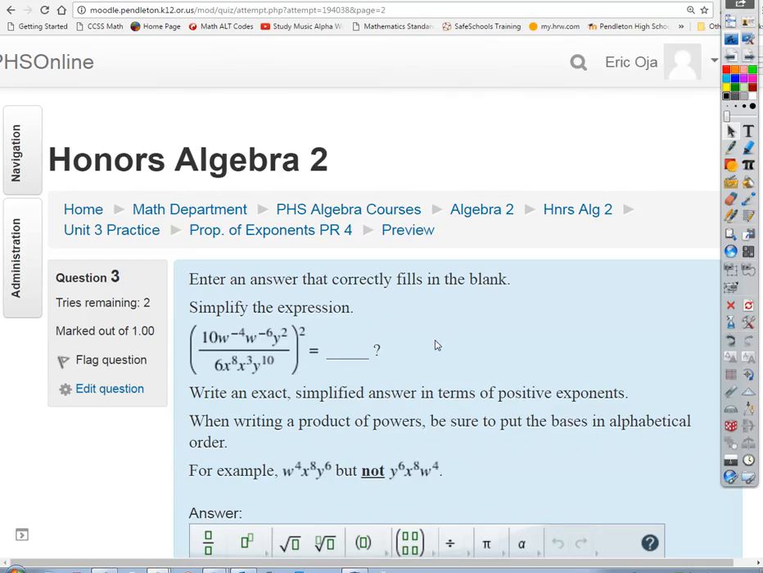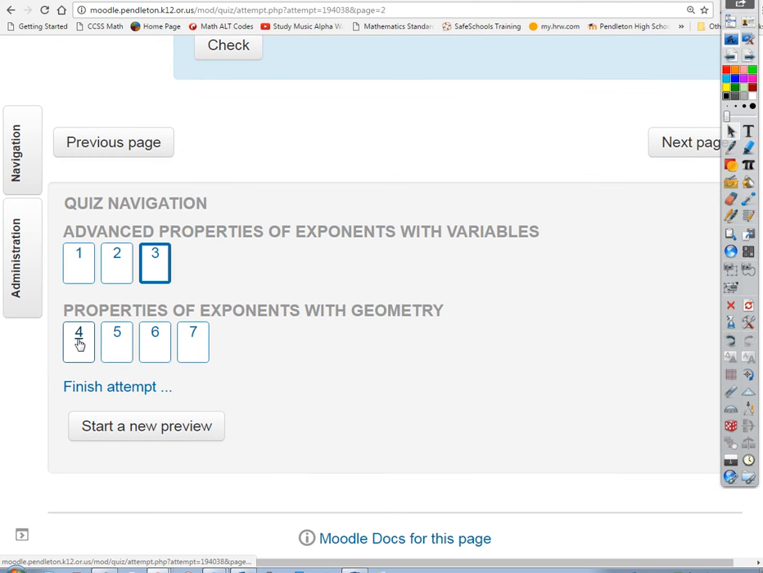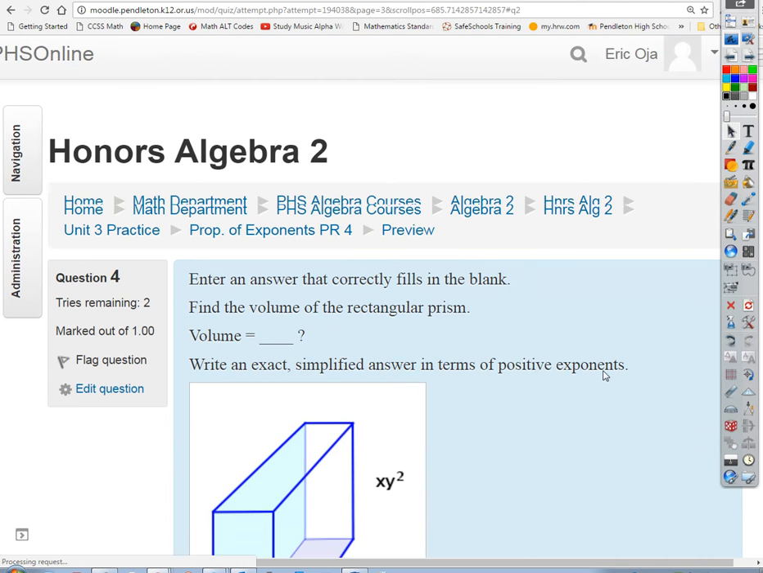Okay, on this one, what do we probably want to do before we distribute the exponent? Simplify, right? We want to build one coefficient or at least reduce the fraction, and we'd like to combine variables inside the quantity first, right? And then we'll distribute, okay? And then finally, we've got some properties of exponents with geometry.